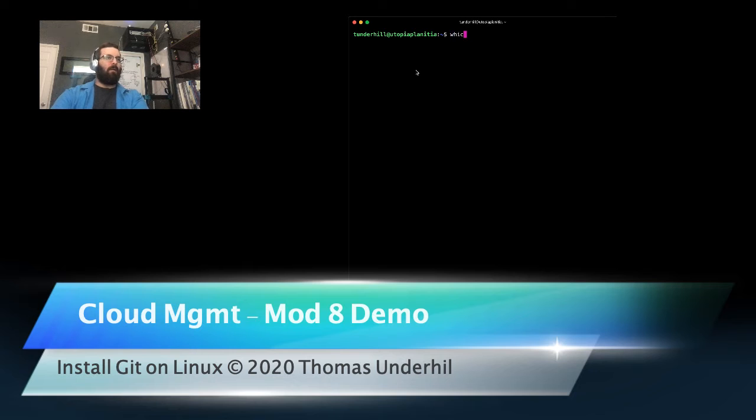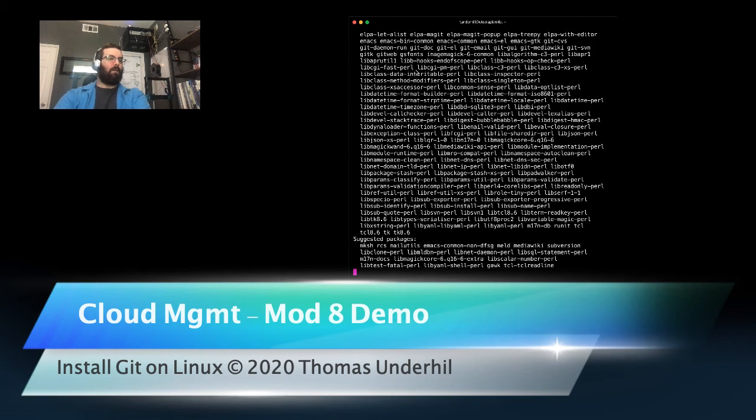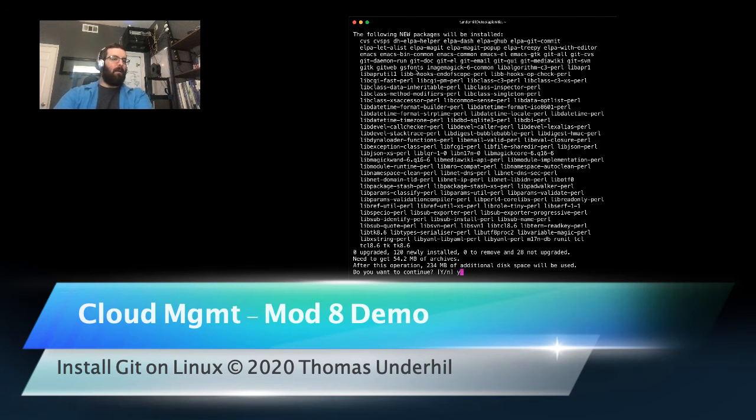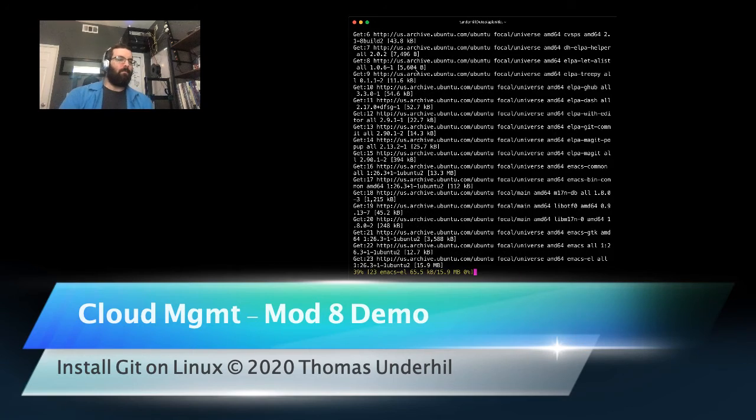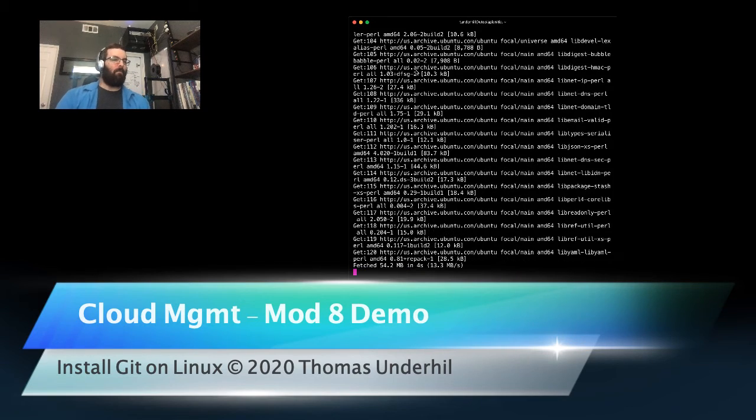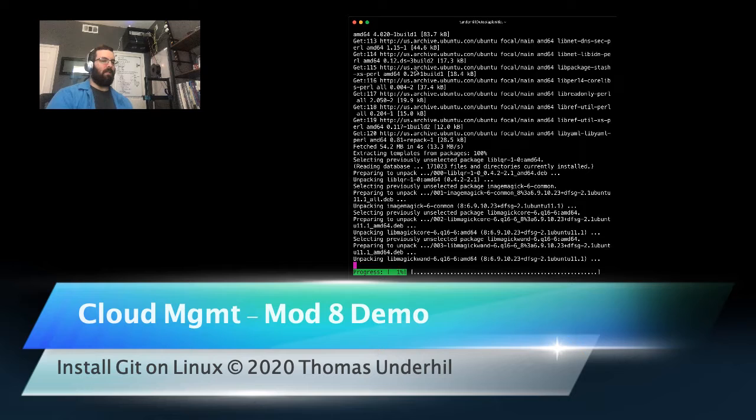Now, you can check to see if Git's already installed by doing which git. And if you do that, it tells me I already have it installed. But if you needed to install it, you would do sudo apt install git-all. And yes. And it's going to install all the packages that we would need for Git.